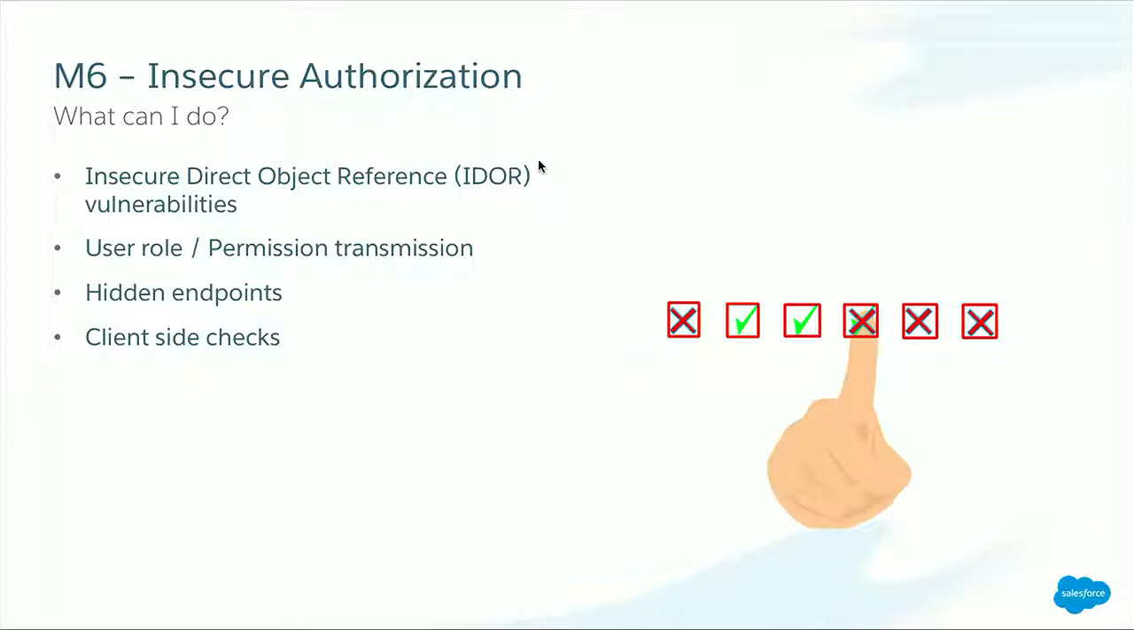Or user roles are just messed up and there is not a clear permission model. There are sometimes hidden endpoints that are not documented, so you can access them and only the fact that you have an active session is checked. Or the checks are client side. This is bad because with a proxy you can basically bypass it.